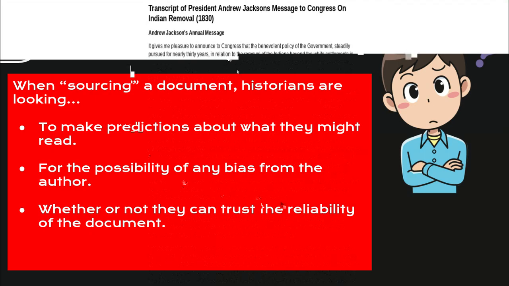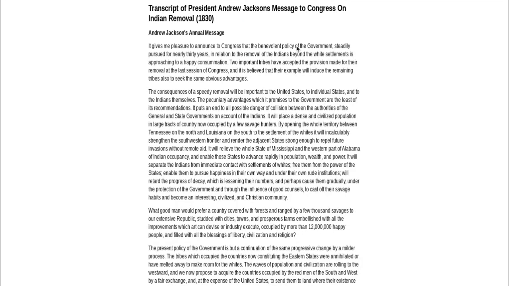So here's an example. This is a primary source. It's a transcript of President Andrew Jackson's message to Congress on the Indian removal in 1830. So right away, based on the title, you know that it's a message, a speech from Andrew Jackson, who was the president of the United States at the time. It was to Congress, it was on the idea of the Indian removal, and it was in the year of 1830.